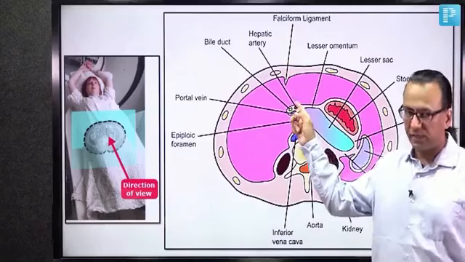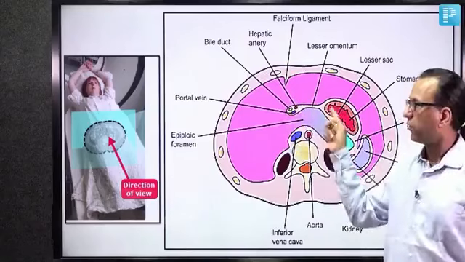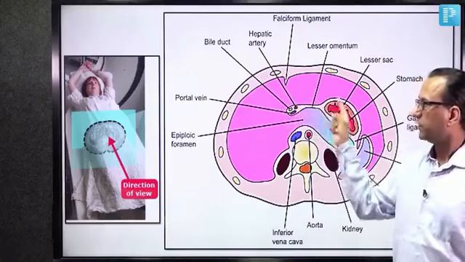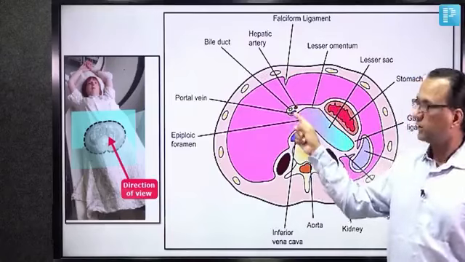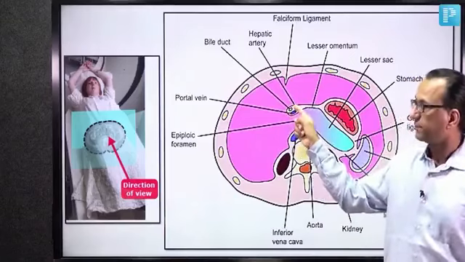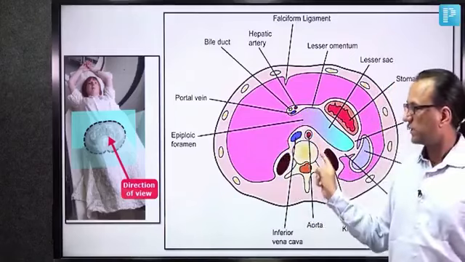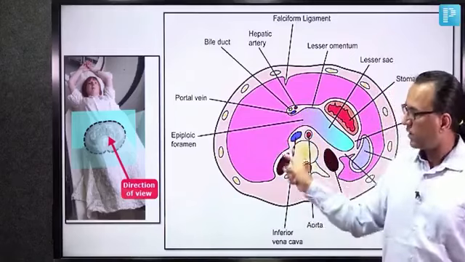DAV structures are anterior, in the free margin of the lesser omentum, a double fold of peritoneum attaching to the greater curvature of the stomach. The DAV structures are D, duct, bile duct; A, artery, hepatic artery; V, vein, portal vein. Then there are three structures posterior also: the T12 vertebra, on that is the inferior vena cava and right adrenal gland.